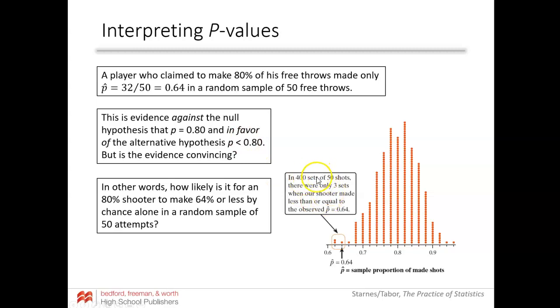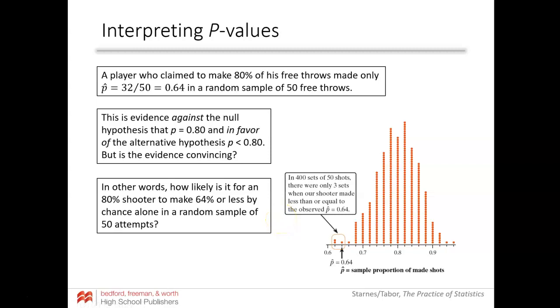Actually, you know what? I think this is just a simulation. Now that I look at it again, there's 400 sets of 50 shots. Yes, I'm sorry, this is not real world data. Read it. This is a simulation of someone who was an 80% shooter. This is what would happen if we let them shoot 50 shots in a row and then we plotted each of those data. So the 0.64 or lower only happened 3 out of the 400 times that they ran this simulation. So 3 out of 400.